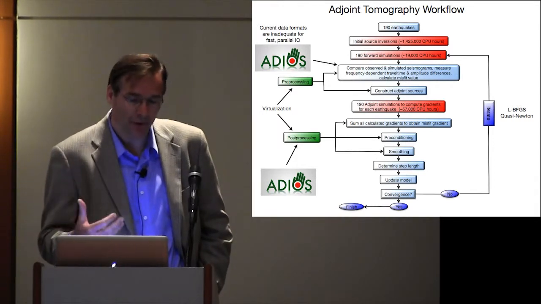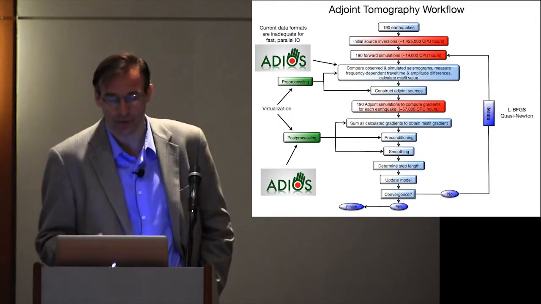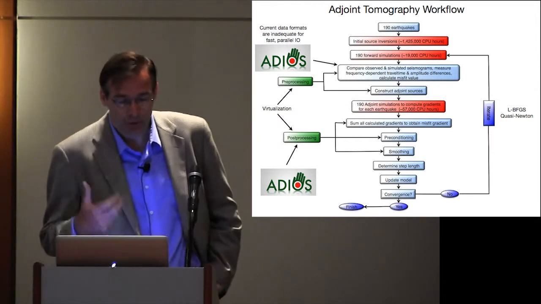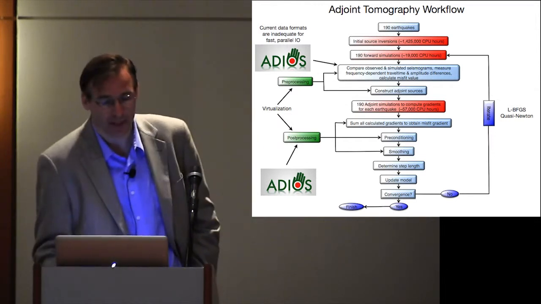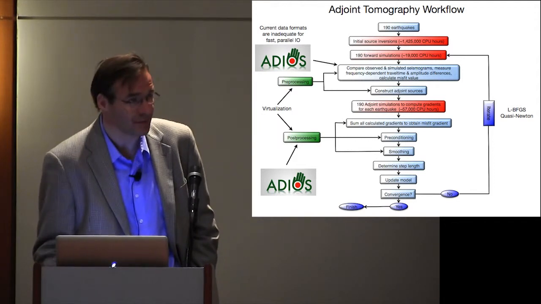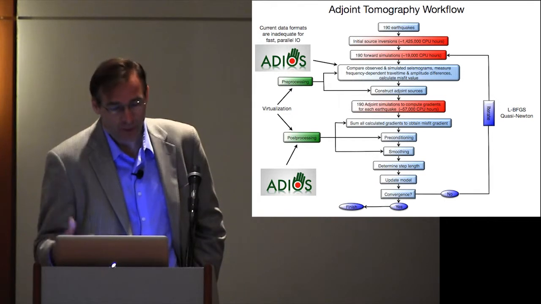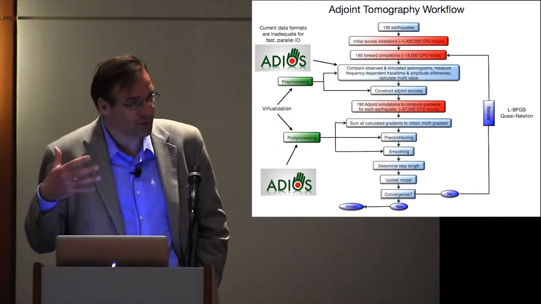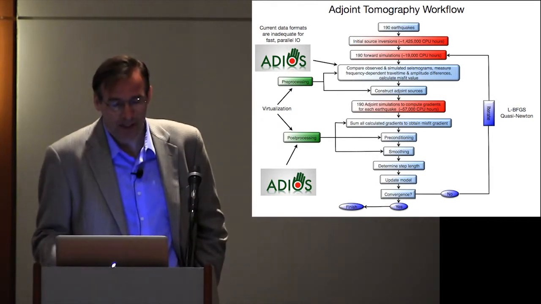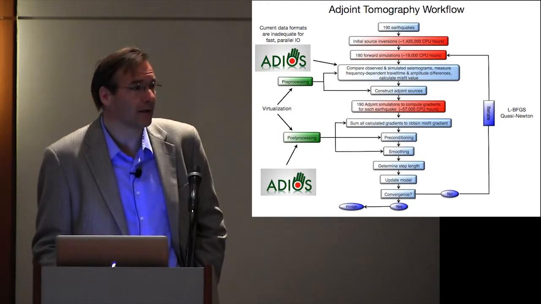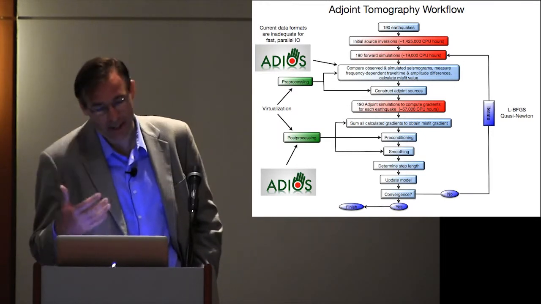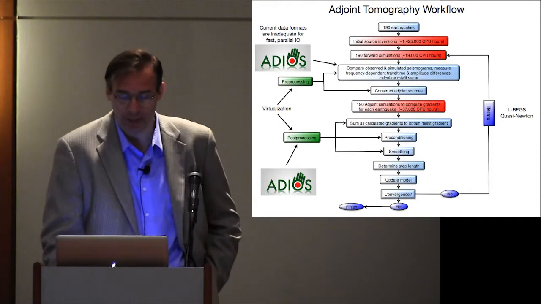So once you have all your simulations, your synthetic seismograms, and you have the data, you can compare the observed and simulated seismograms and make measurements. And so this is where the data are being assimilated. Then we construct what we call the adjoint sources, which is where the data gets assimilated. And then we calculate the gradient of our misfit function to do the optimization. And again, that's a massive calculation.